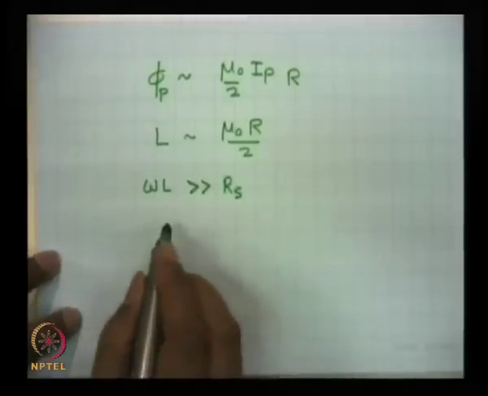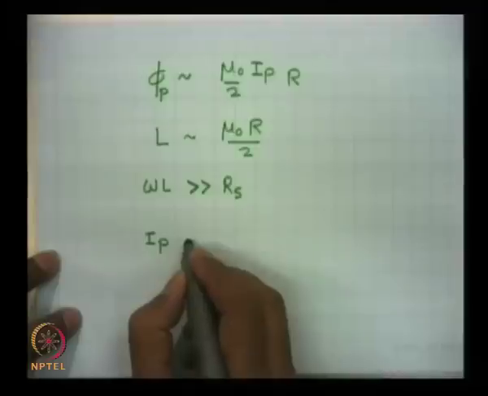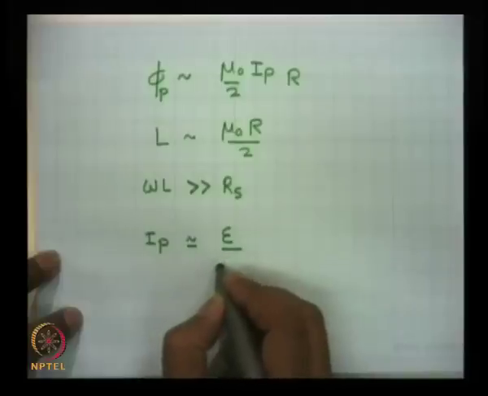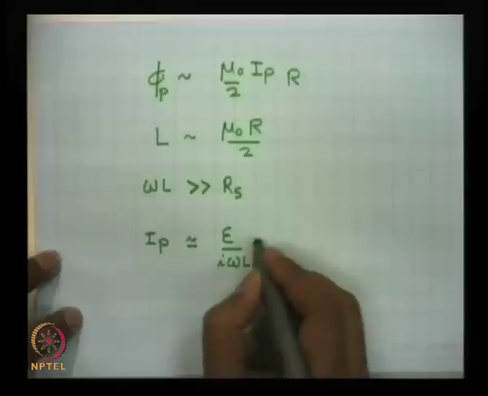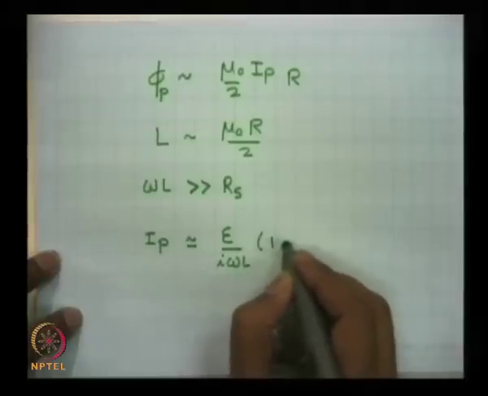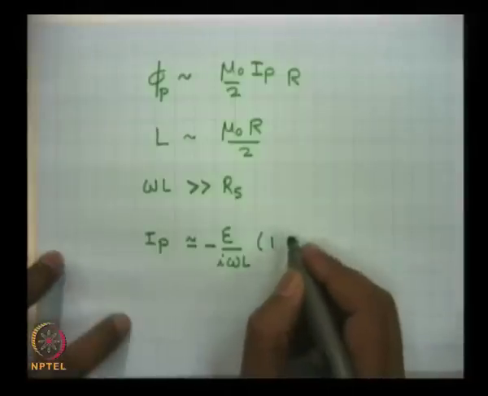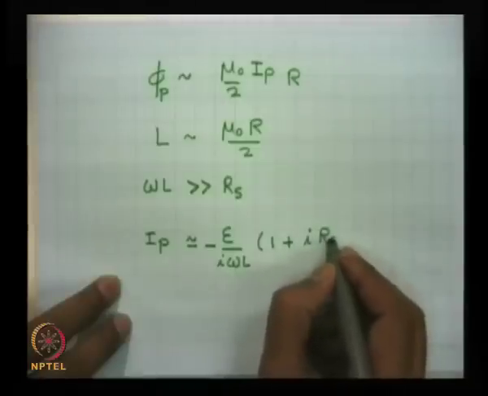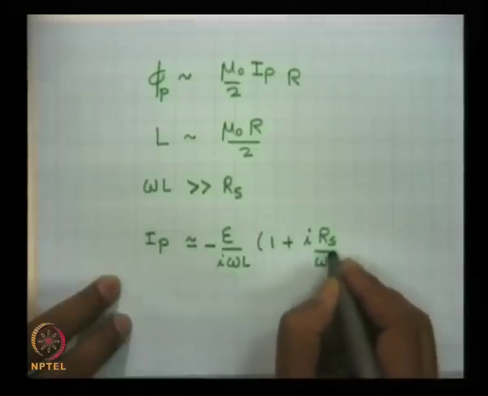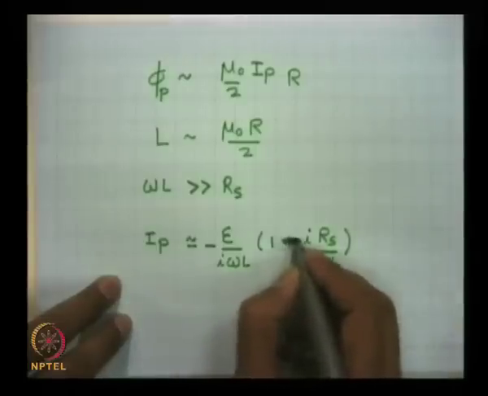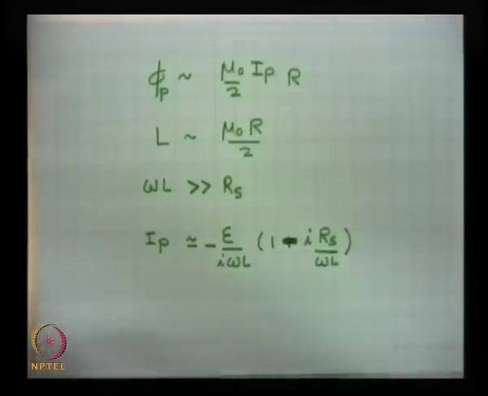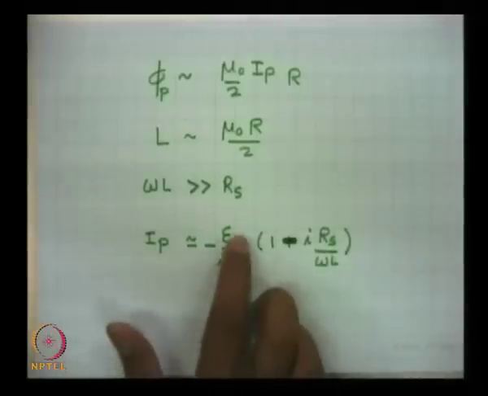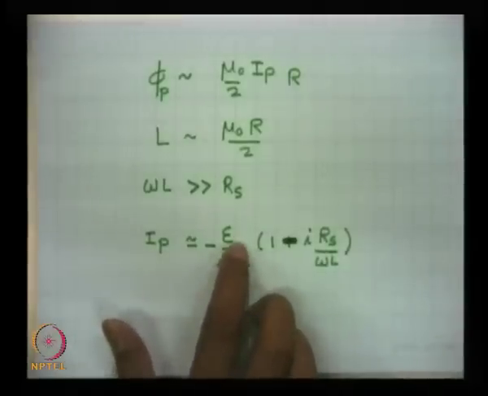As a result, the induced plasma current Ip is typically equal to E divided by i omega L multiplied by 1, actually minus i, let me take common, and then this becomes 1 plus i Rs upon omega L. I think there is a minus sign here. So this is the plasma current dependence on this. This is small. So Ip usually is pi by 2 out of phase with the induced EMF.